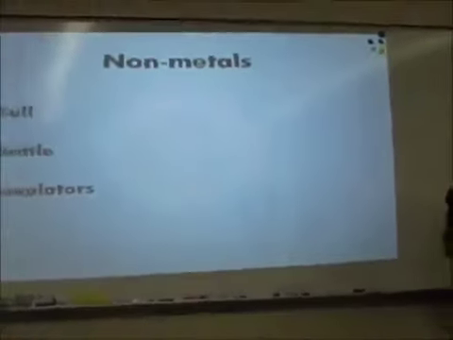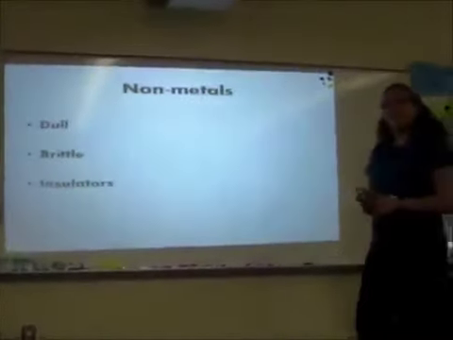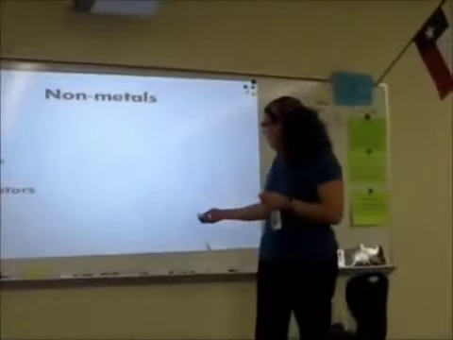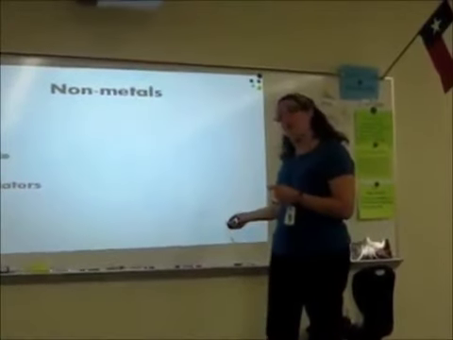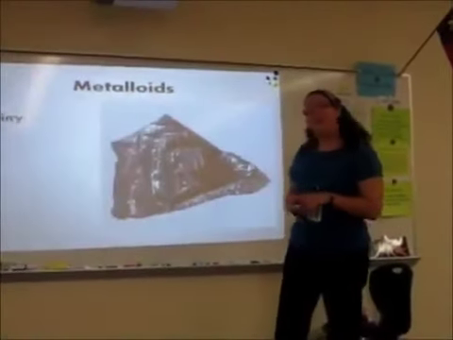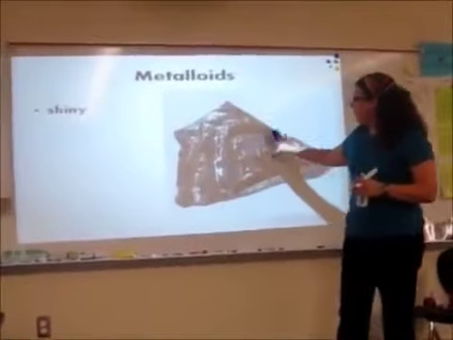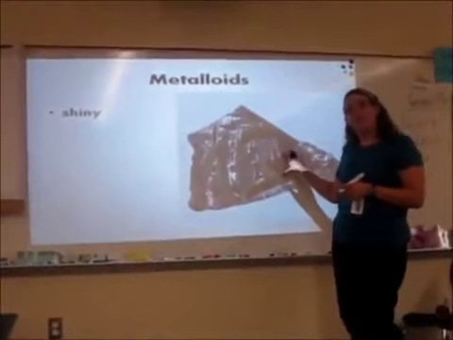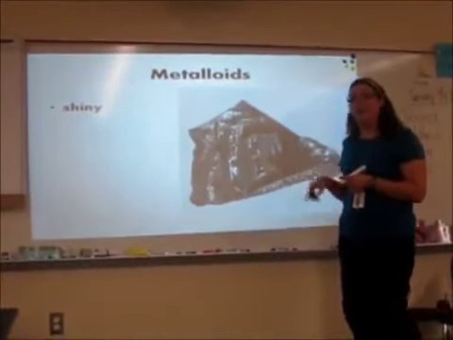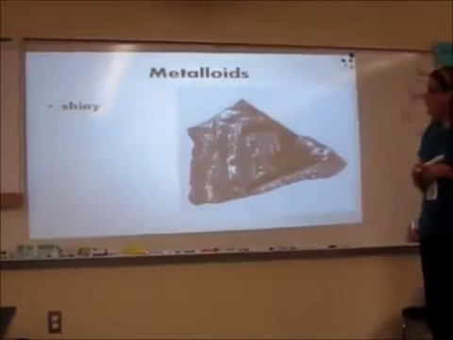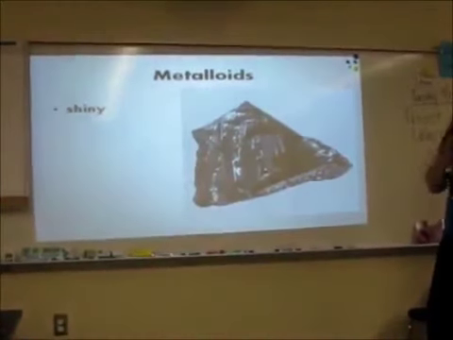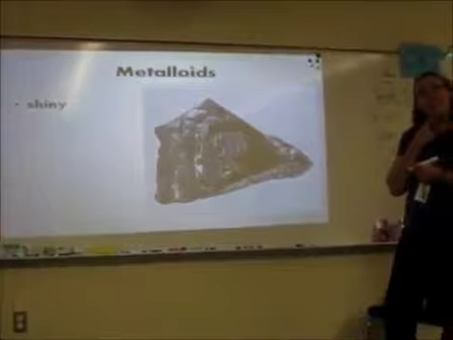So most of you are actually probably familiar with this. But there's a third category that's new to a lot of students. And that's what's called a metalloid. I want you to take a look at this picture. This is a substance that's called silicon. This is a lump of silicon. And when you look at it, you can tell, that's awfully shiny. It looks like a metal.